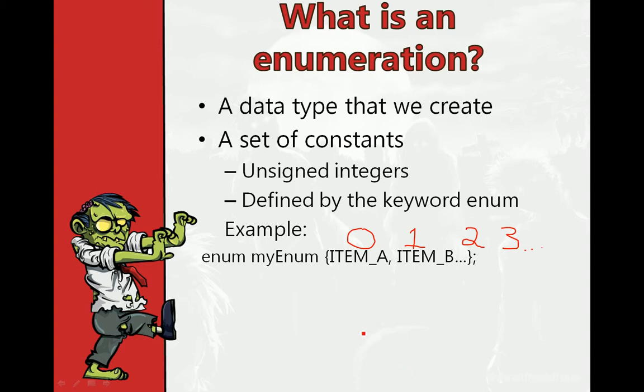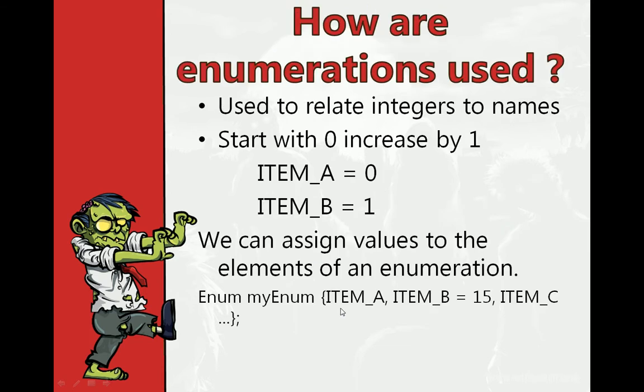All right. So, is there a way to manipulate this? Yes, there is. The way we're going to manipulate this is I can set items to a certain value. Okay? So, we use enumerations to relate integers to names. We've kind of already gone over that. We start with 0 and increase by 1. So, item A is equal to 0. Item B is equal to 1. We can assign values to the elements of an enumeration.